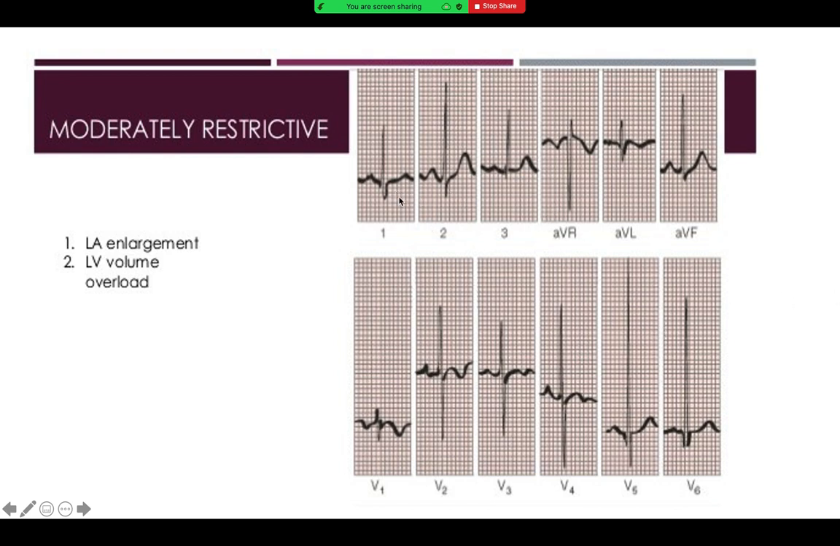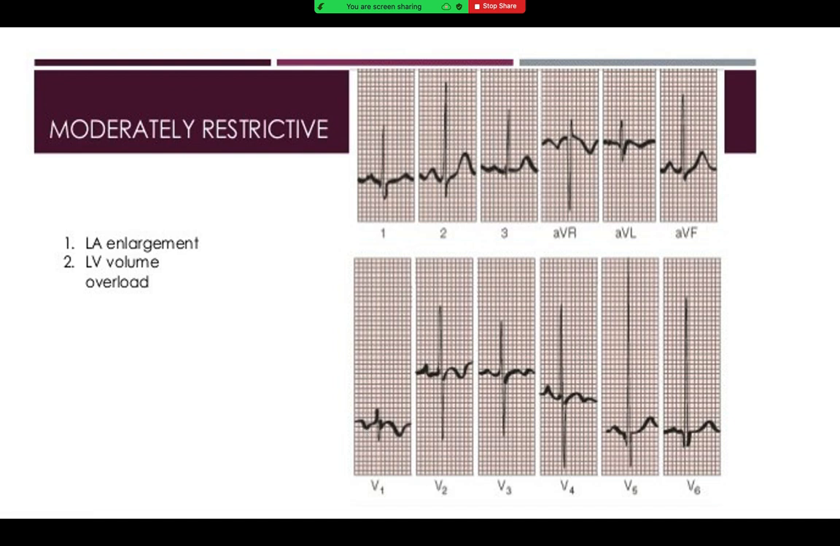Over here, definitely the axis is pretty normal, right? And then what we notice is the left atrial enlargement. The first deflection of the P wave is always for the right atrium, and the second deflection is for the left atrium. Especially if the negative component is prominent, it again points towards left atrial enlargement. Okay.